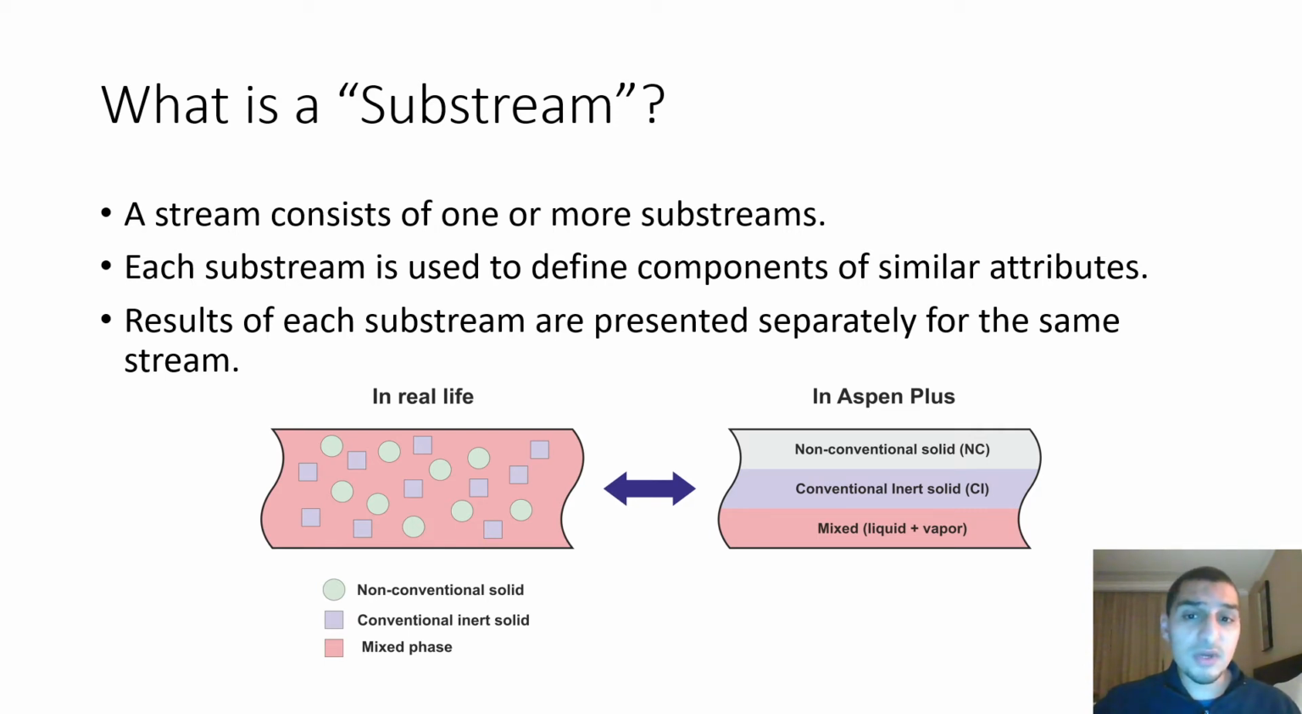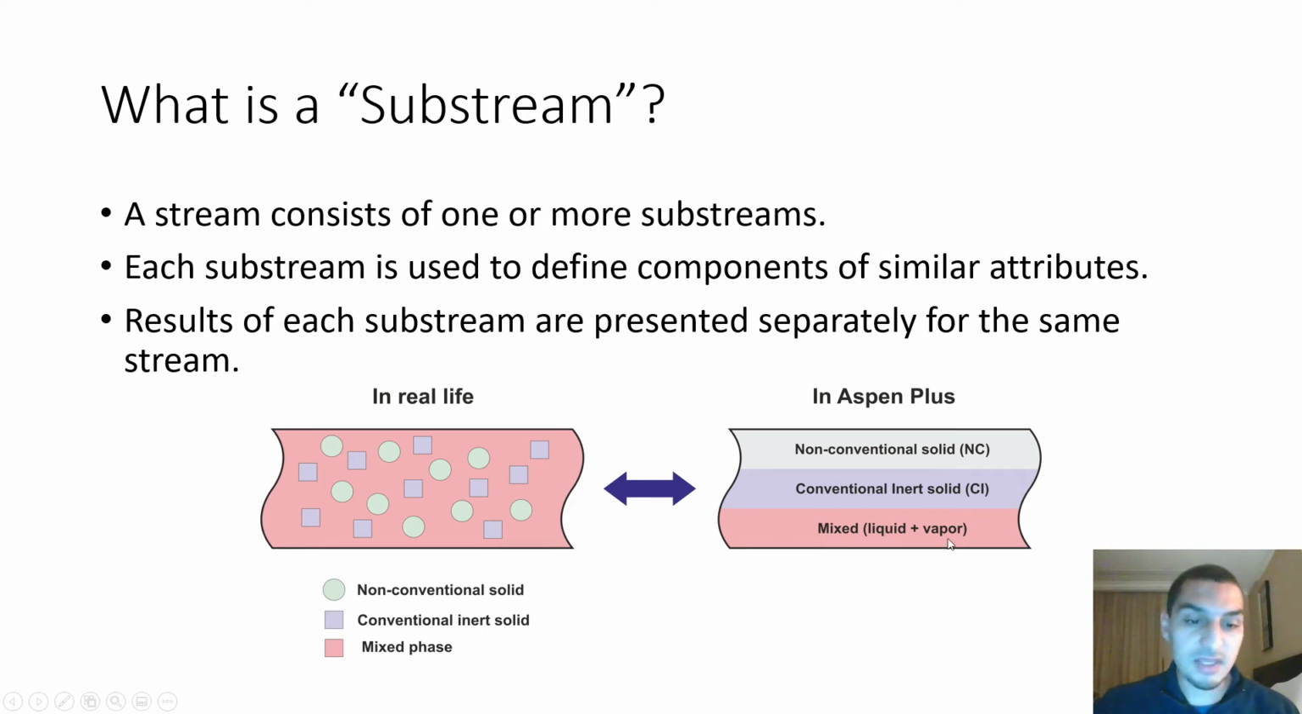And this is what happens in real life. But Aspen Plus cannot deal with them this way, so you have to define each one of them separately. To be able to do that, Aspen Plus creates what's called a substream. So it breaks the stream into different substreams, each of which is a section of the stream. In each section, you can define the properties separately.